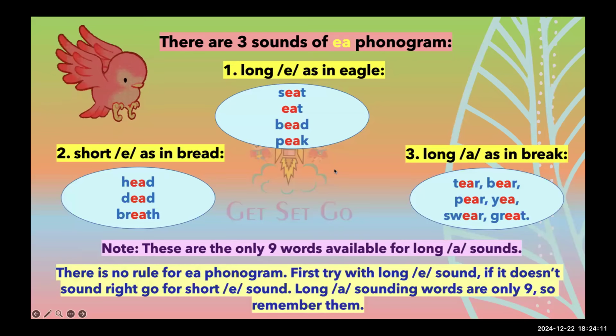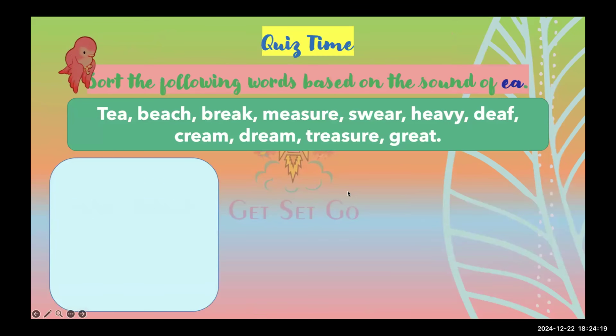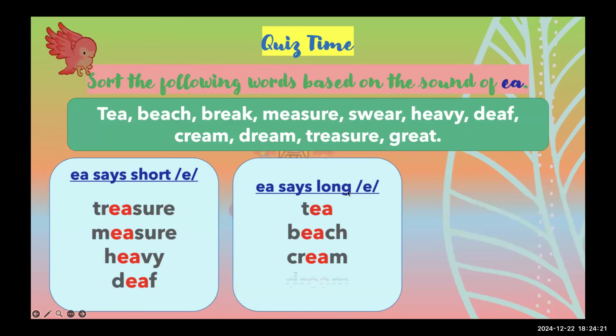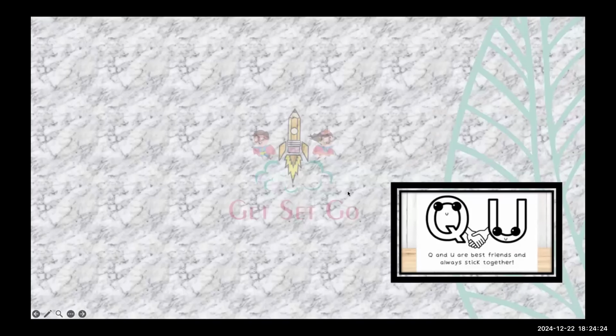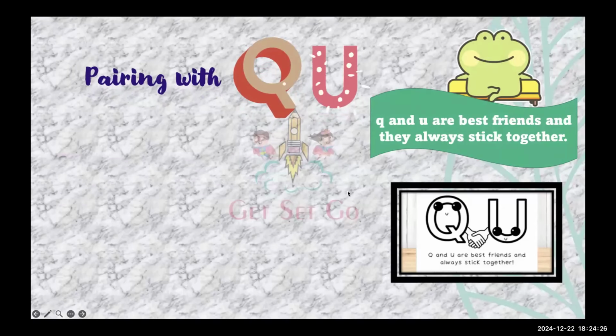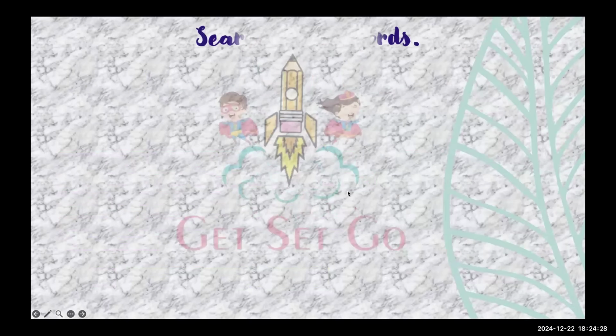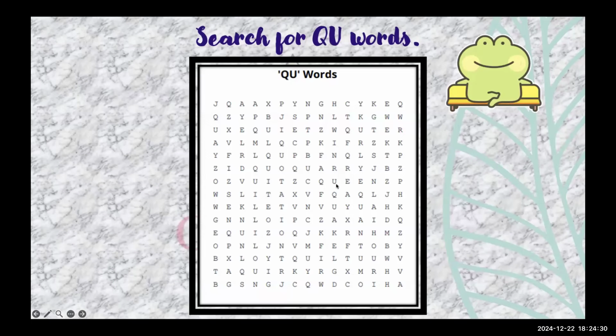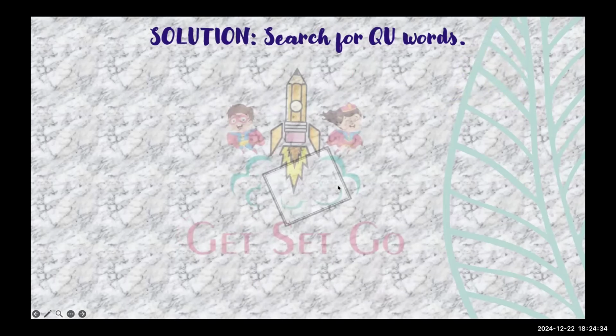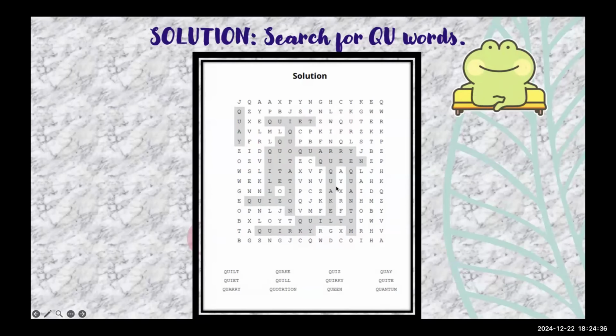So this is the next one, EA. Sounds of EA as in E, or the third sound is long A as in A. Quiz time, sorting of the words. So this is completely interactive. QU words, Q is always with U. Explanation, and this is a quiz, crossword is there. Finding out the words, and then you will show the answers later once they are done.